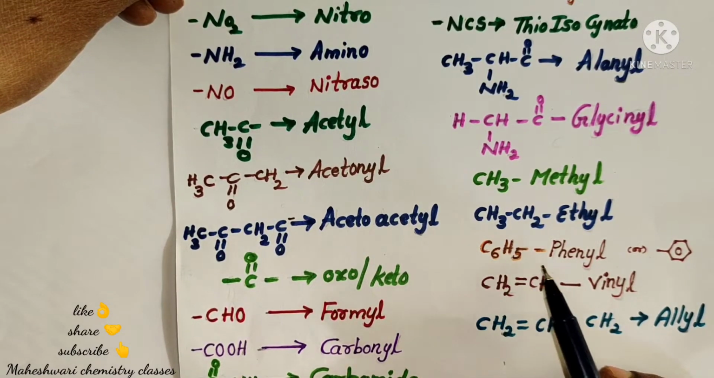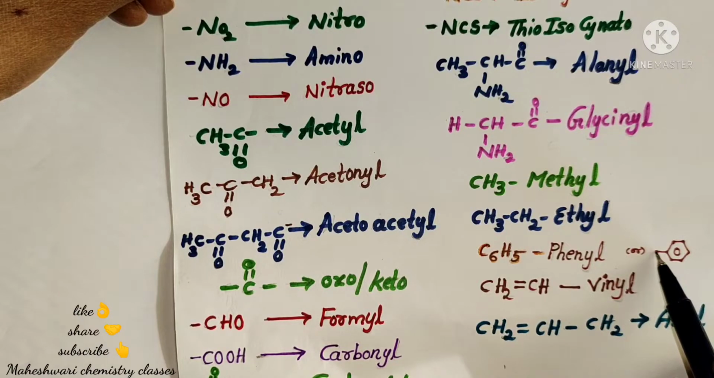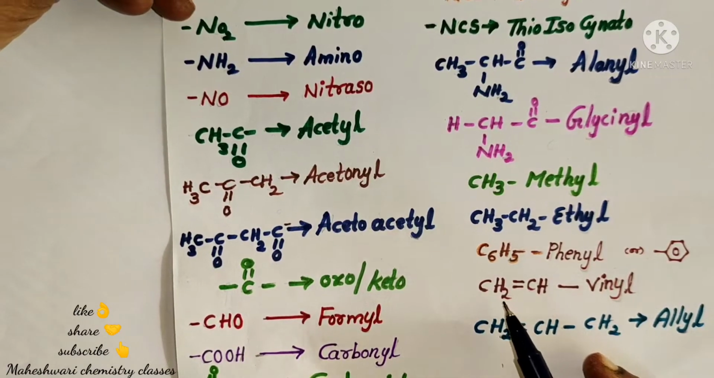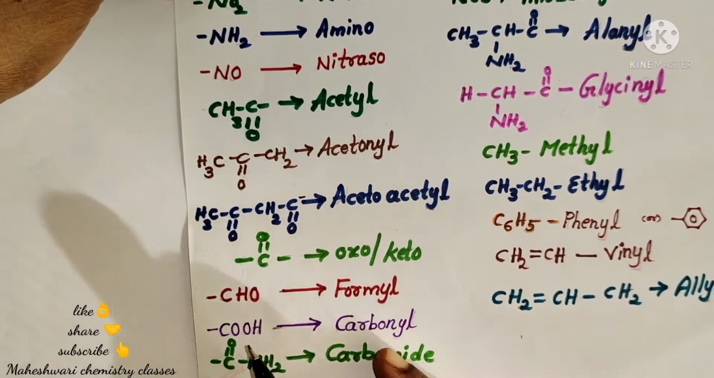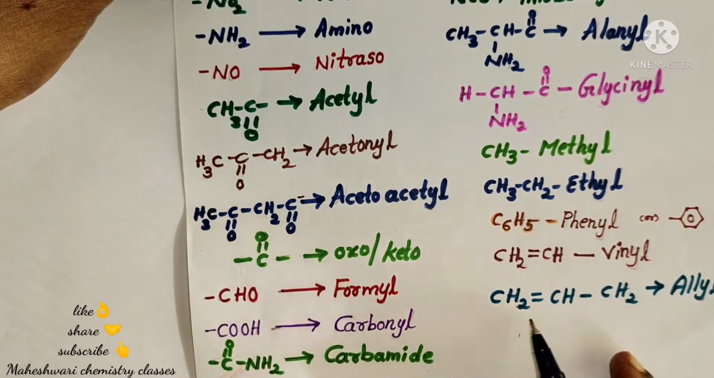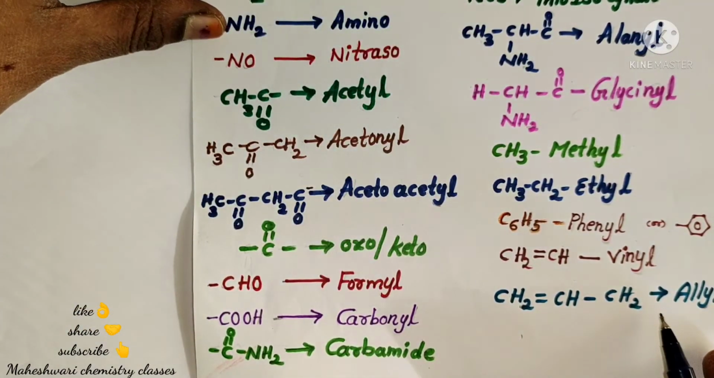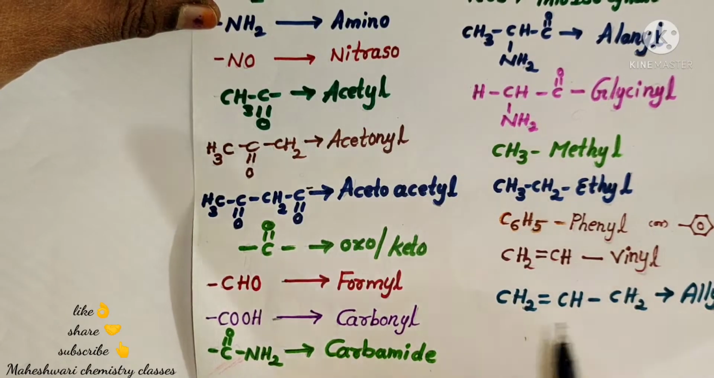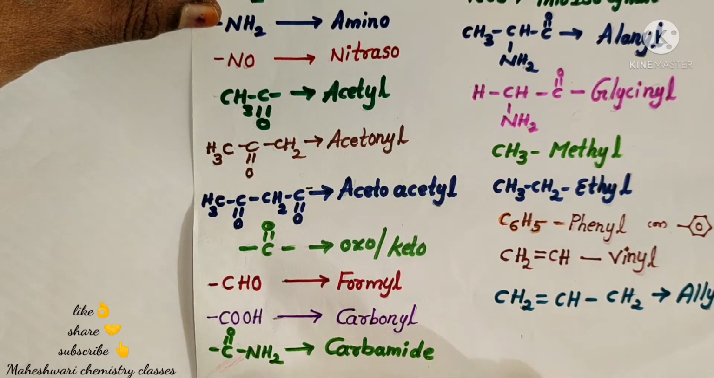Okay, C6H5 is phenyl, directly the benzene ring with one hydrogen less. Next, CH2 double bond CH is vinyl. COOH is carbonyl, CHO is formyl. CH2 double bond CH single bond CH2 is allyl. Finally, C double bond O NH2 is carbamide.